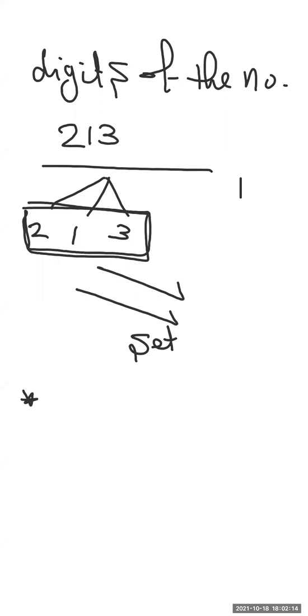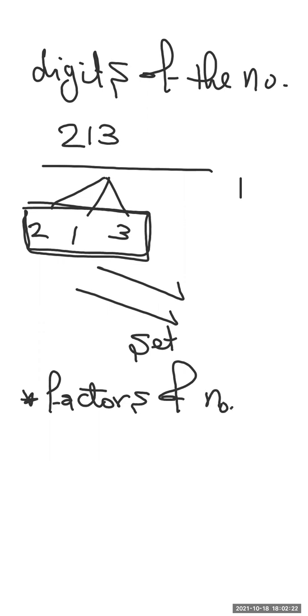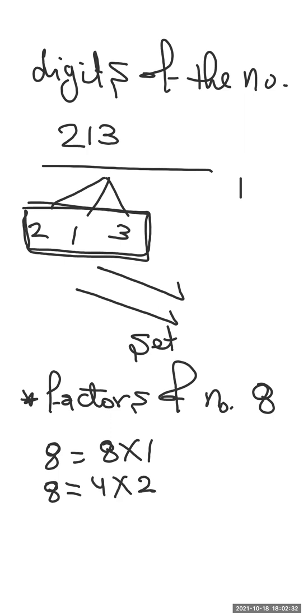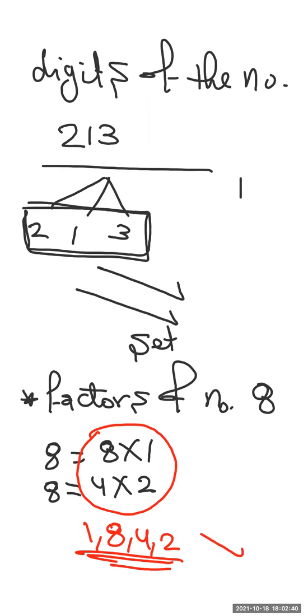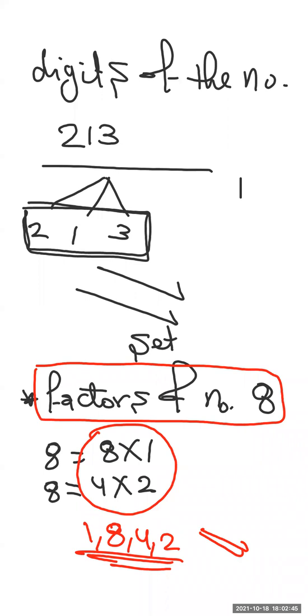One more example like that. Factors of number 8, for example. Actually, all of us know that 8 equals 8 times 1 and also equals 4 times 2. So the factors of number 8 are 1 and 8 and 4 and 2, clearly defined, well known. So we can consider the factors of the number 8 as a set, right? Yeah.